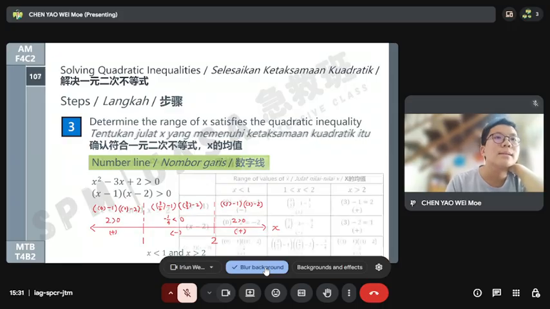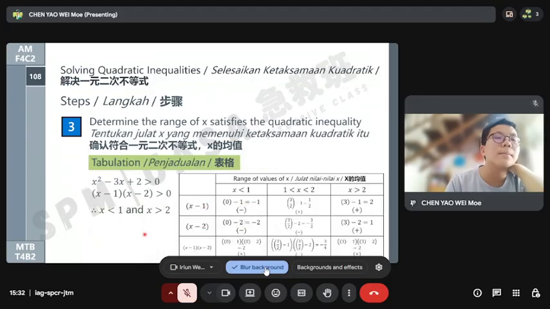Second method is tabulation. In this step, okay, we still do the same thing, but today we break the two different inequalities become like this. We break the first term, second term, and lastly we will combine together. In our first column, we will put the range of the value of x is smaller than 1. Middle here, I can say that between 1 and 2. Here is more than 2.